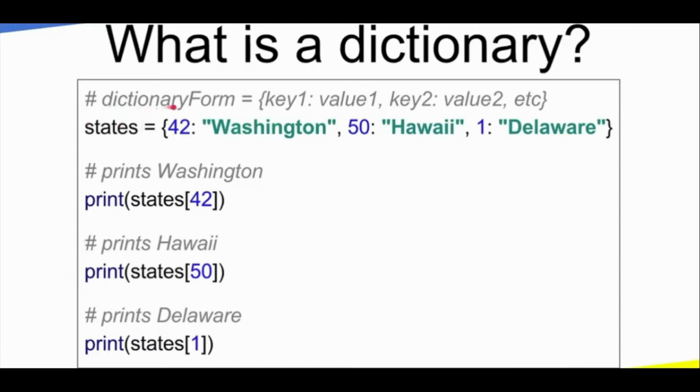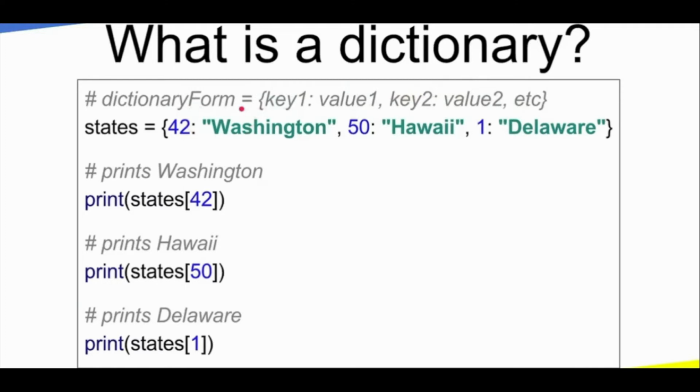You have a variable, and you can see curly brackets on both sides. So it's important to have curly brackets. If you use square brackets instead, it will make it a list, so be careful. And you can see that all of them are separated by commas. So you have 42 as the key, then the value Washington, 50 as the key, Hawaii as the value, 1 as the key, and Delaware as the value.